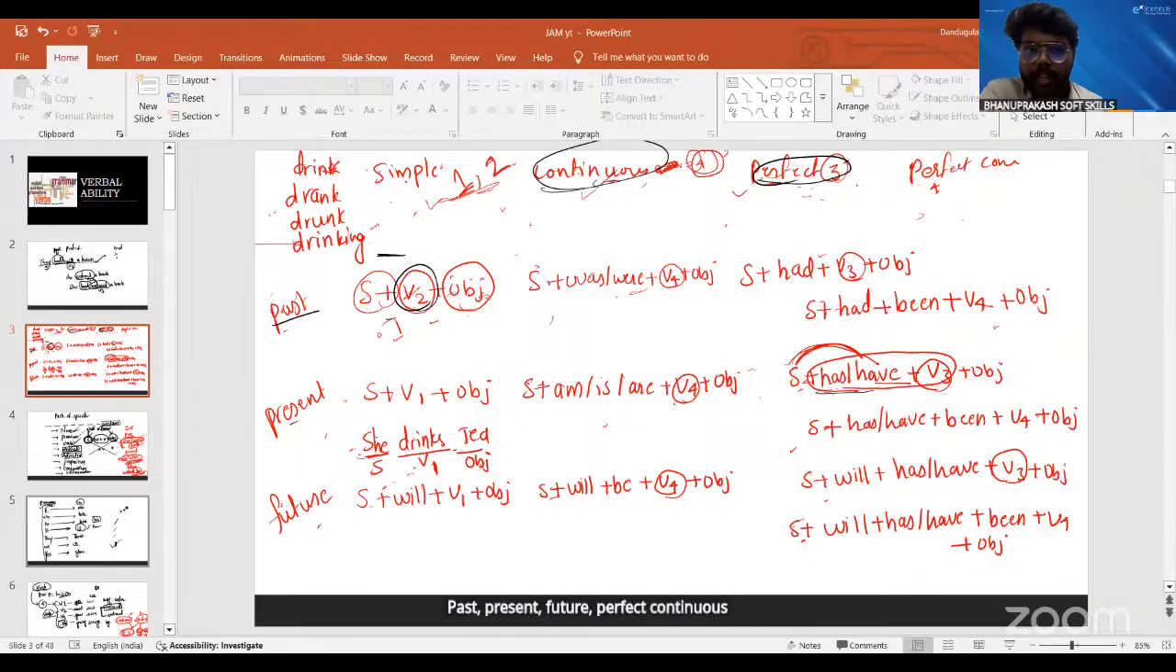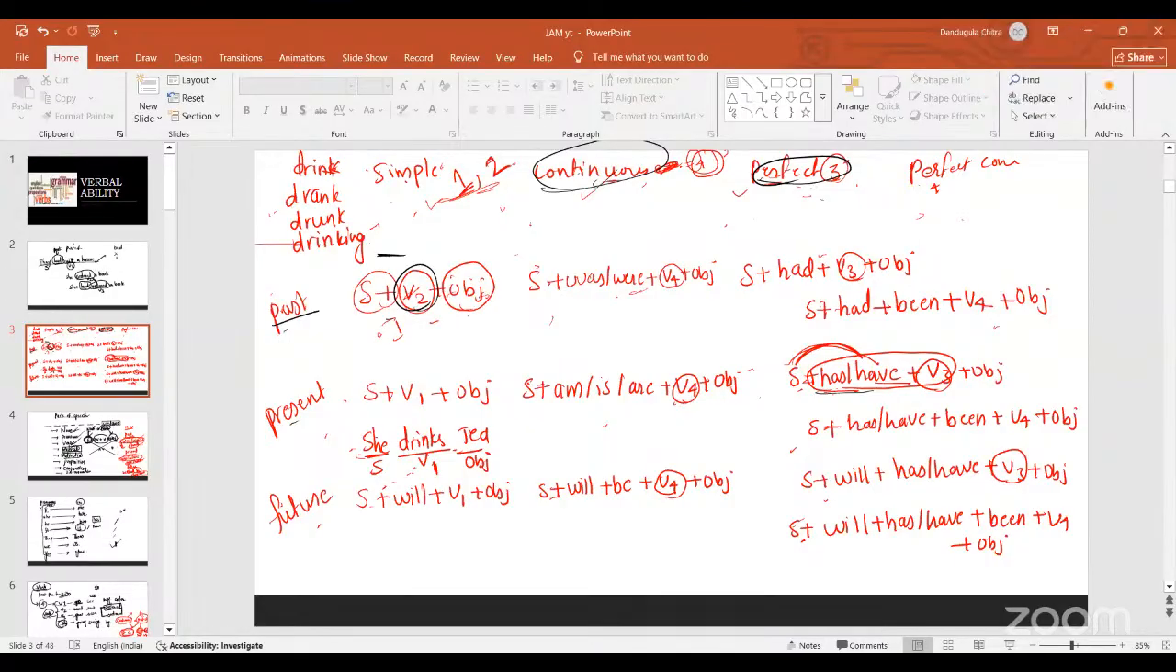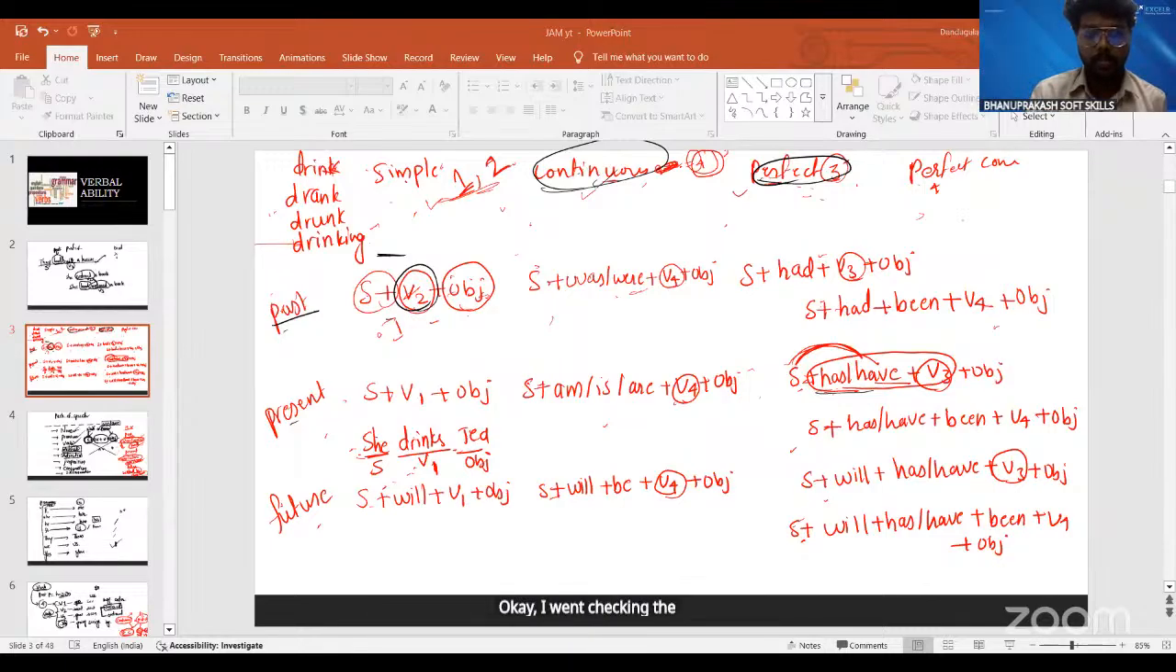Hope now everything is clear to you, like when we should use simple, continuous, perfect, and perfect continuous. Yes, sir. Okay, I was checking the chat box. You're giving the answers. Fine. Okay, fine. So this is all about the tenses.